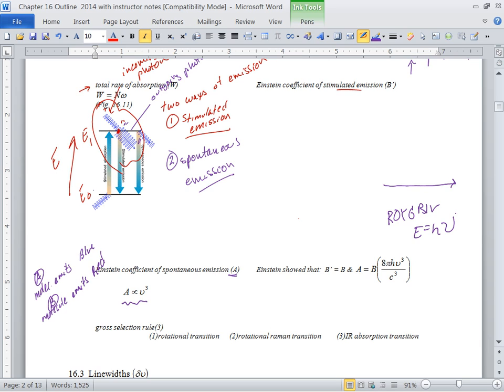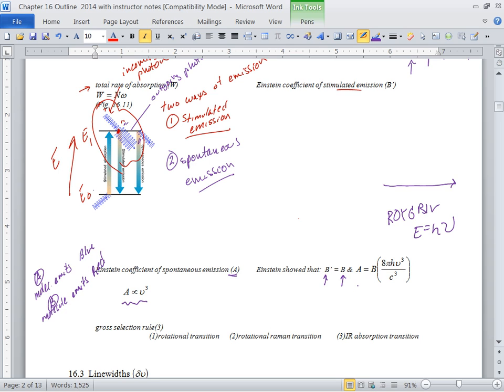Let's see. Oh, I got the equation here. So Einstein showed that the stimulated emission coefficient is equal to the stimulated absorption coefficient, and A equals B times this. So that's probably going to come into some homework. Okay.